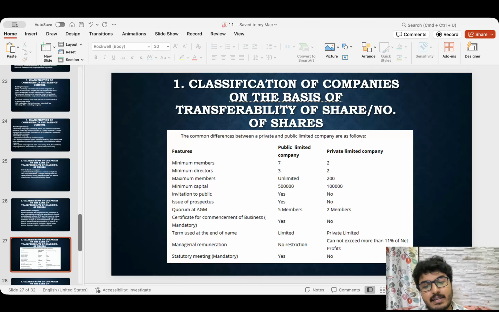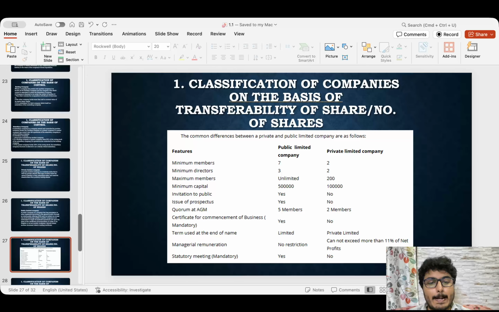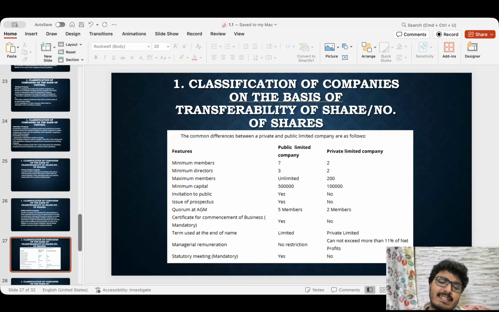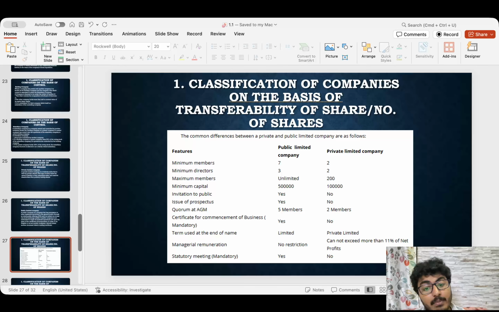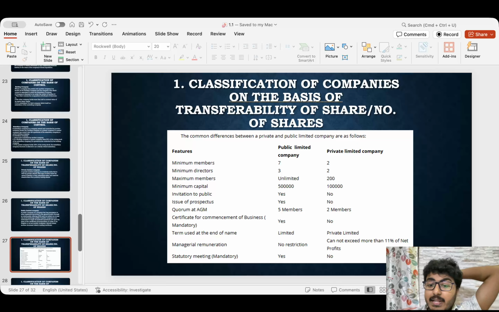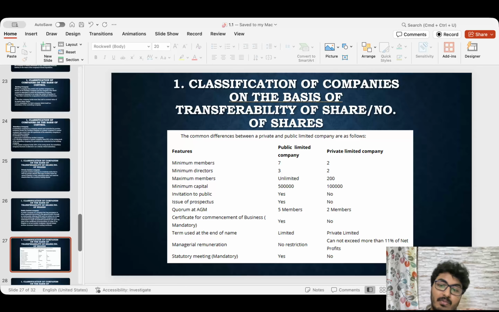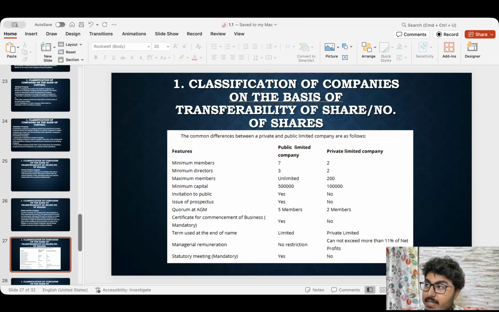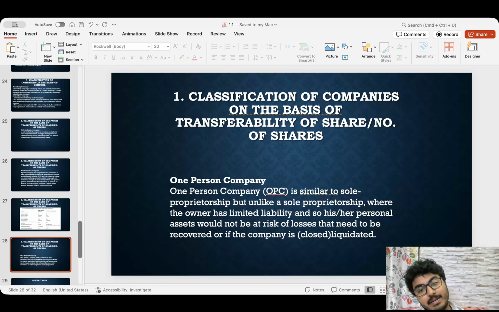The quorum at the annual general meeting: 5 members is strictly for public limited and 2 members is strictly for private limited. Certificate of commencement of business is mandatory for public limited, but not mandatory for private limited. The term used at the end of the name: for public limited only "Limited", and for private limited "Pvt Ltd". Managerial remuneration: there is no restriction on public limited companies, but for private limited companies it can't exceed 11% of the net profits. And the statutory meeting is mandatory for public limited companies, but not mandatory for private limited companies.